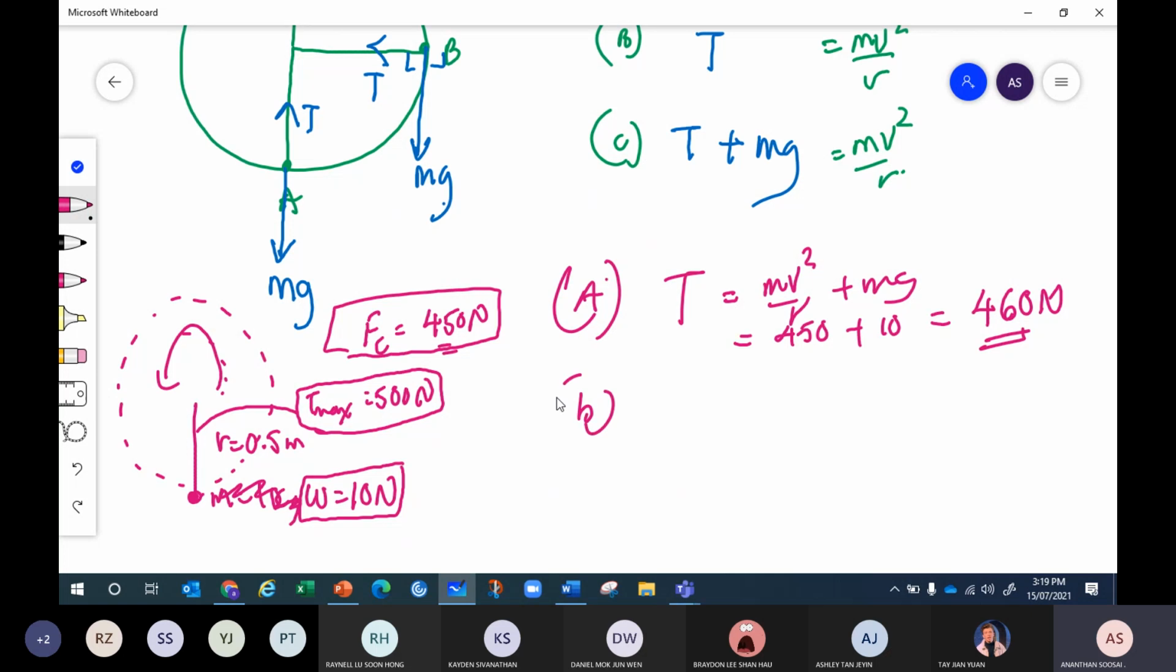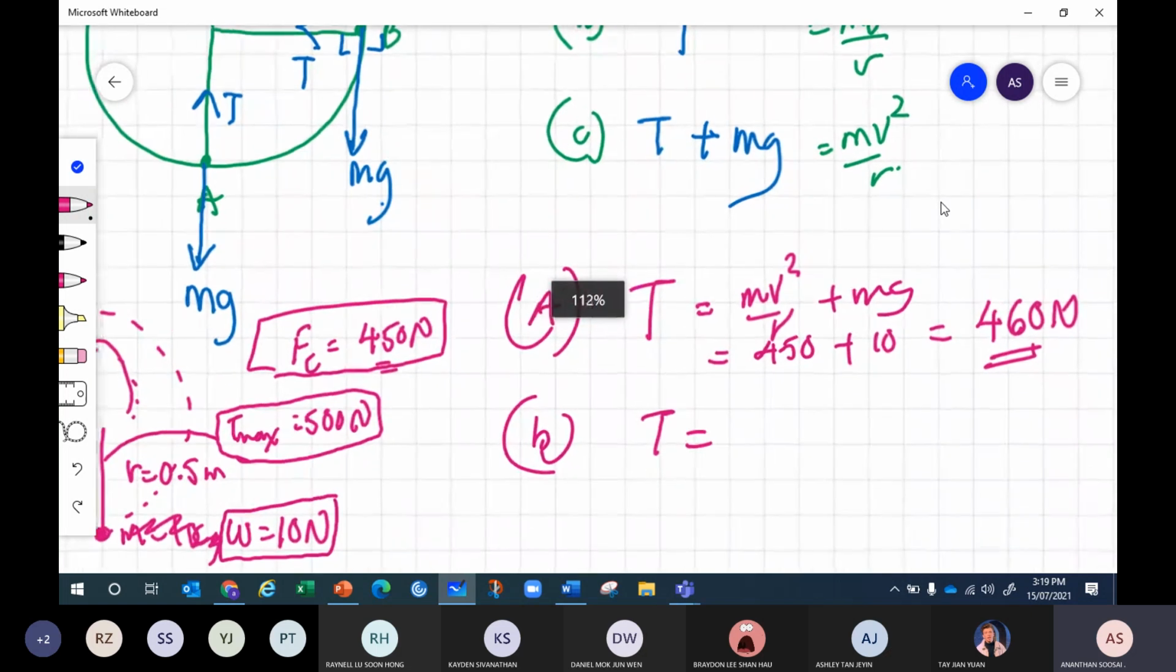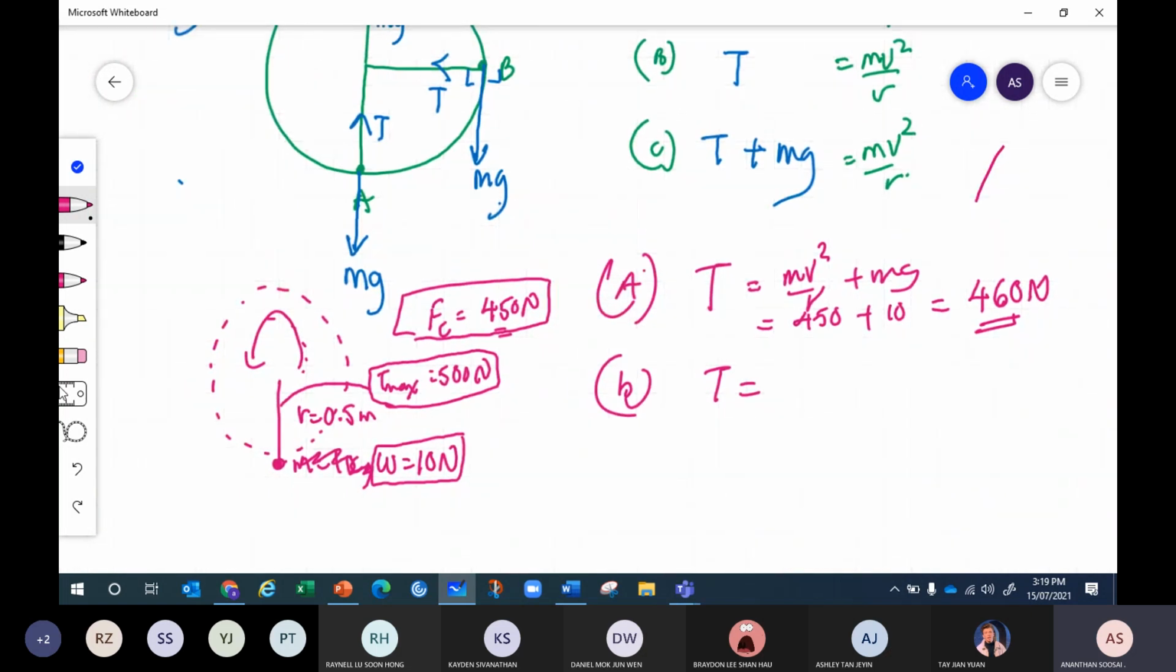How about at B? If you refer to the equation above, the tension at B is exactly the same as the centripetal force, mv squared over r. So tension at B will be how much? Exactly the same as the centripetal force, 450 Newton.